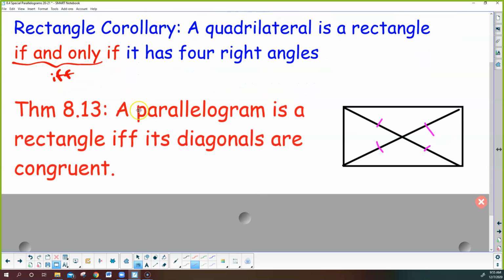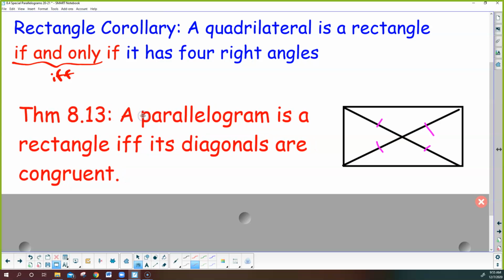But what else is true? Definitely write this one down. I don't really care about the theorem number. This is just the 13th theorem in chapter 8. That's why it's 8.3. But a parallelogram is a rectangle if and only if, that's the if and only if abbreviation right there, if its diagonals are congruent. So the full diagonal is congruent, but wait a minute, if it's a parallelogram, that means the diagonals are bisected automatically. So in that case, each one of these bisected pieces would be congruent.